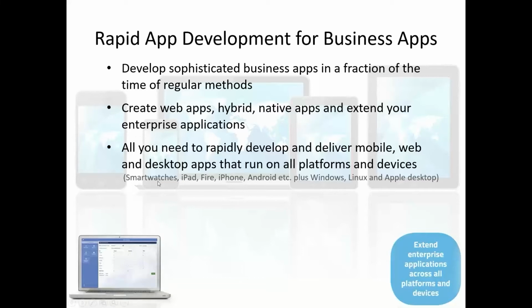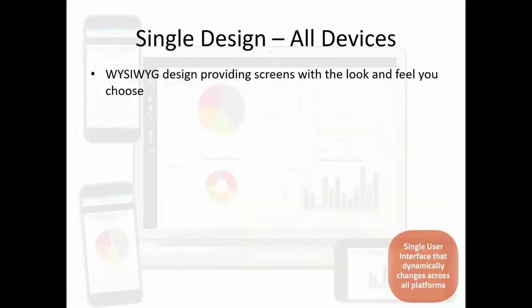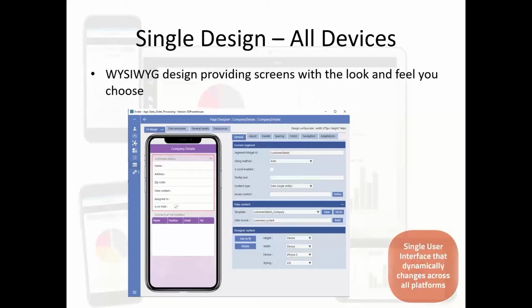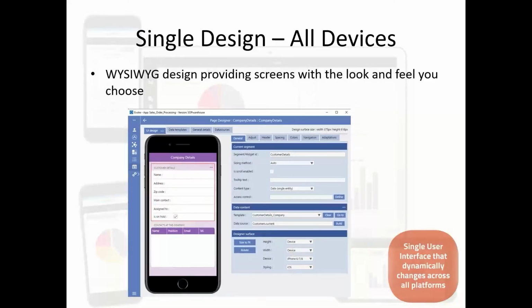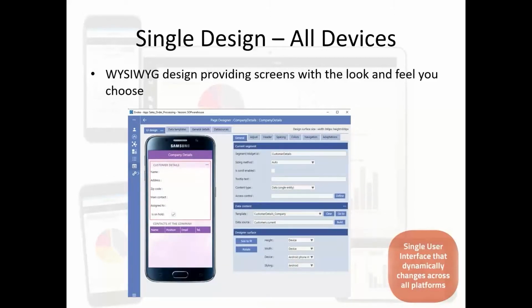And that is today live apps running on smartwatches such as Garmin and iWatch, on phones including iPhone, Android phones, Windows phones, the whole range of tablets, iPads, Amazon Fire tablets, Samsung Galaxy tablets. And the same app is running on Windows desktop, Linux desktop, and Apple Mac OS desktops. And the way they're doing this is they're using Evoke's what you see is what you get design interface that allows them to provide screens with the look and feel that you choose. So I have a personal bugbear with products that create something.